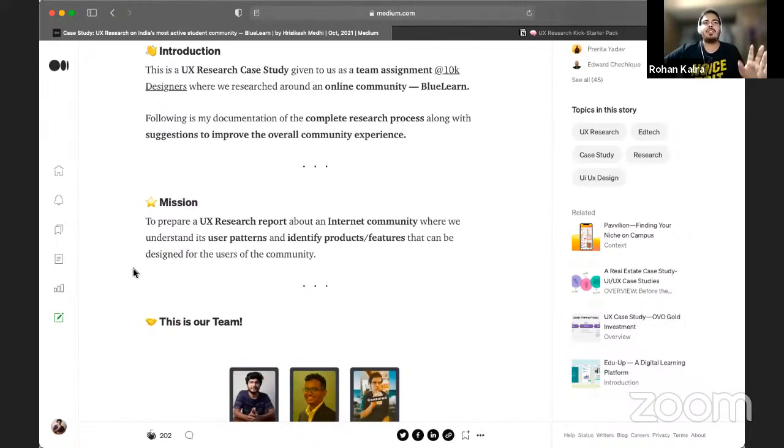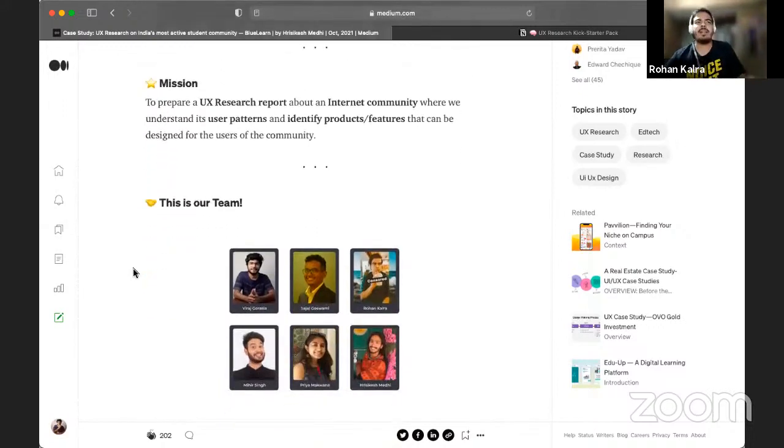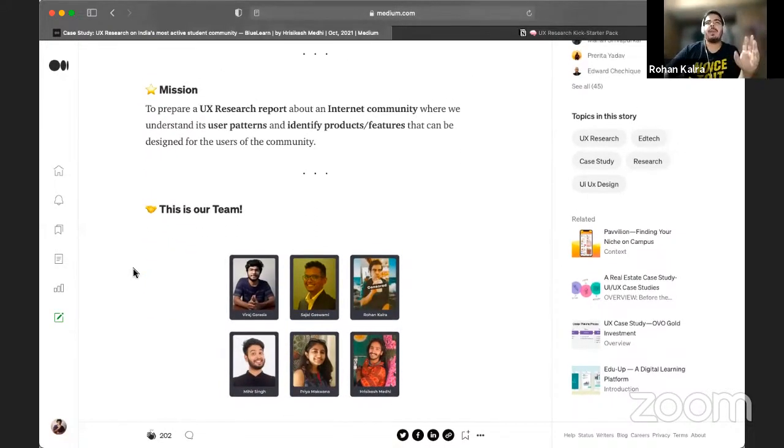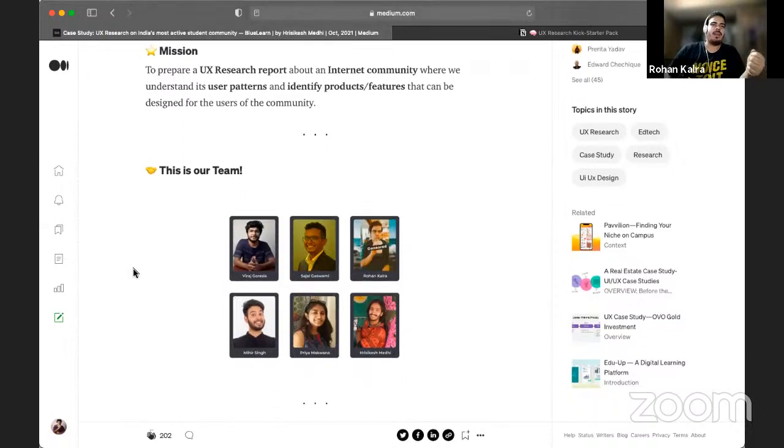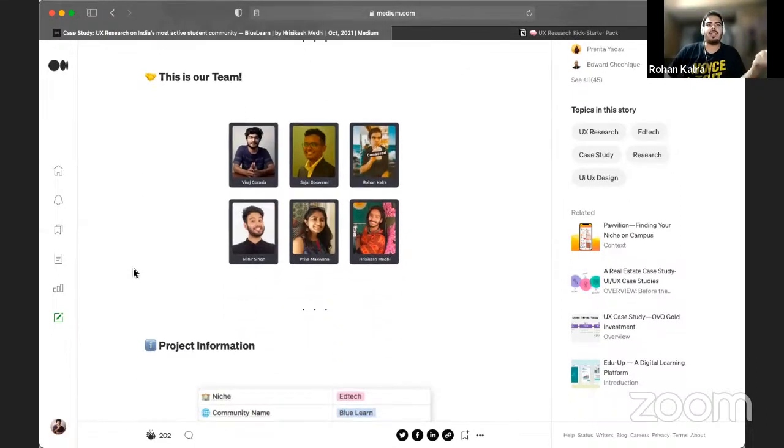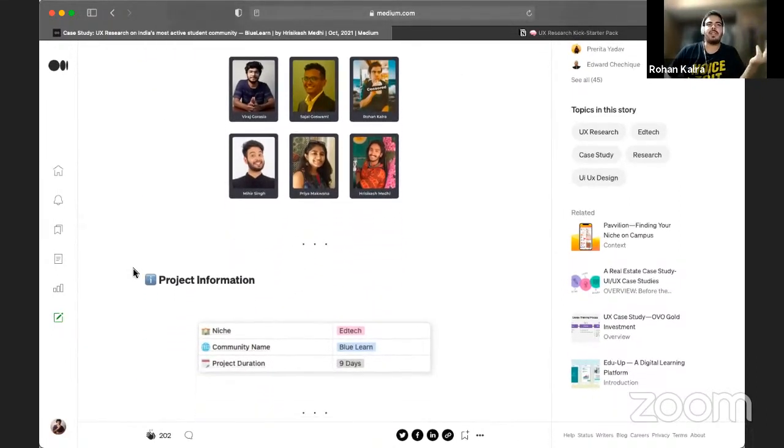So as I said, this was a UX research case study. The mission, or to put it in a better way, the objective was to prepare a UX research report around an internet community where we can understand their member or user patterns, and if possible identify certain kinds of products or features to make that experience better, right? So this was our team: Viraj, Sajal, me, Mihir, Priya, and Rishikesh.